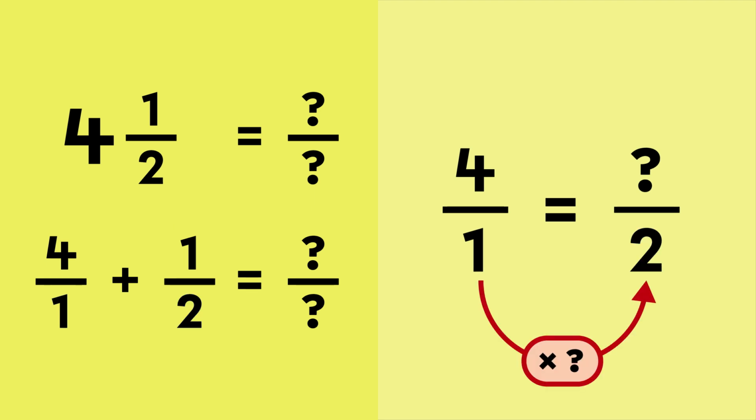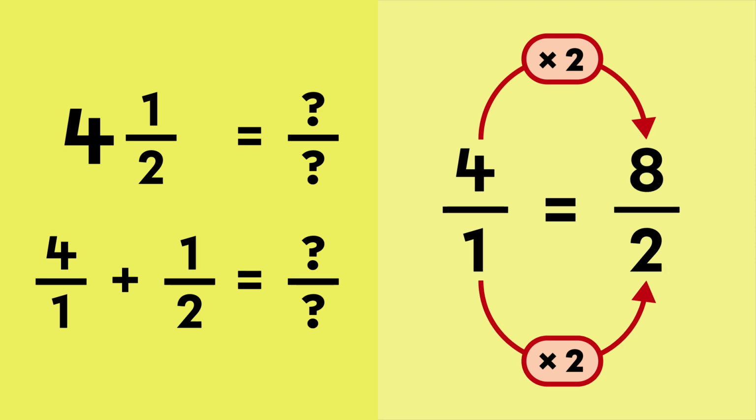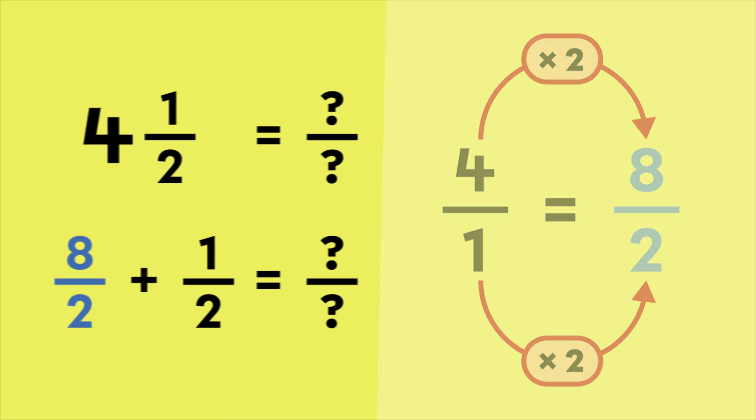1 times 2 equals 2. Since I multiplied the denominator by 2, I also have to multiply the numerator by 2. 4 times 2 equals 8. So 4 over 1 equals 8/2.